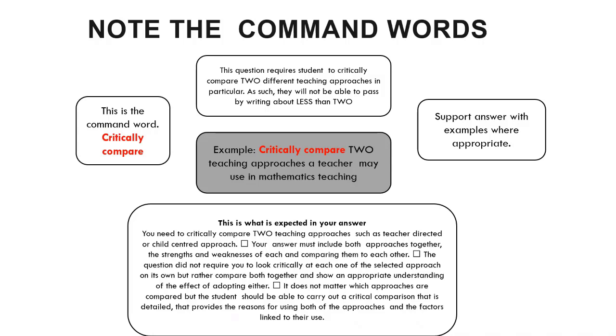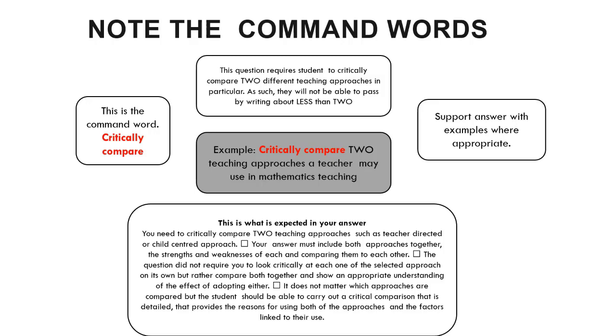Now, firstly, you will identify the command word. The command word is the word that tells you what you must actually do in your question. Critically compare, that's what you need to do. This question requires a student to critically compare two different teaching approaches in particular. As such, they will not be able to pass by writing about anything less than two. Then, support your answer with examples where appropriate.